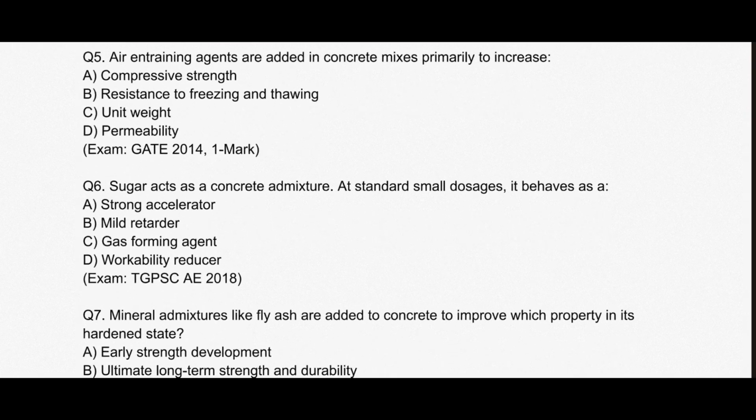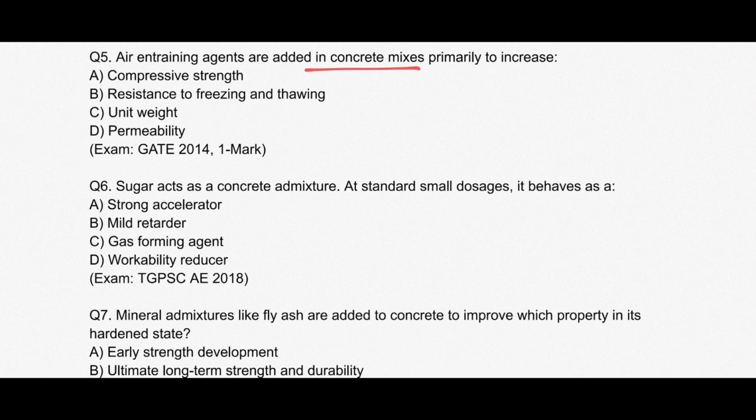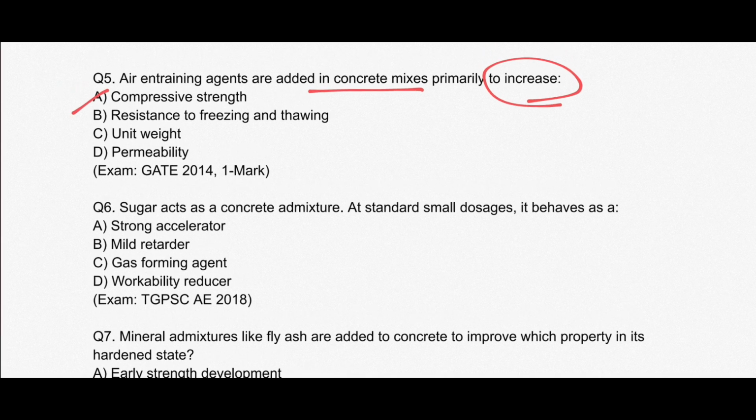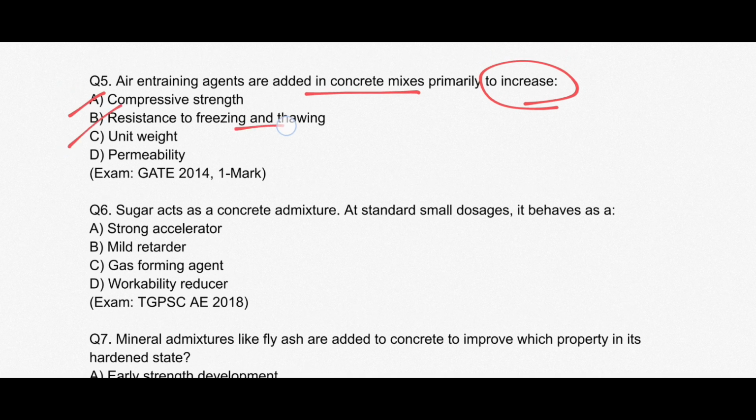Fifth question. Air-entraining agents are added in concrete mixes primarily to increase option A compressive strength, option B resistance to freezing and thawing, option C unit weight, and option D is permeability. So the answer is, in order to increase the resistance against the freezing and thawing, that is option B is the correct answer.